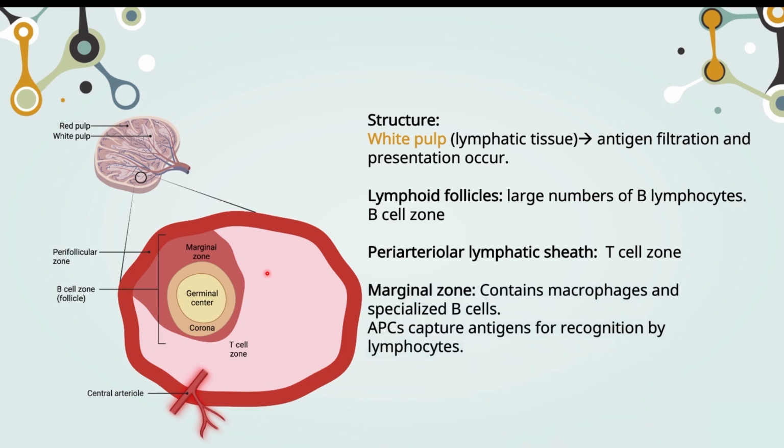And this marginal zone contains the macrophages and specialized B cells. So when B cells are differentiated into effector cells, they're present here. The specialized B cells are present in the marginal zone, and it contains a lot of macrophages. Now you can imagine that antigen capture occurs here. Why?